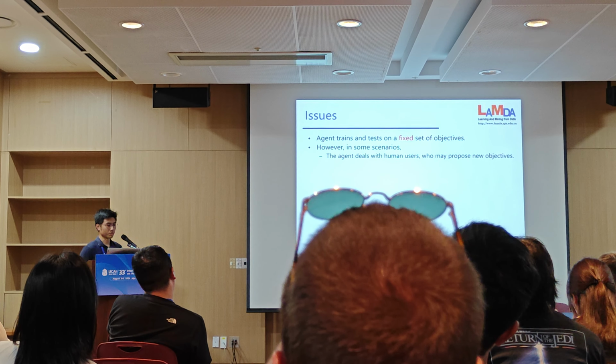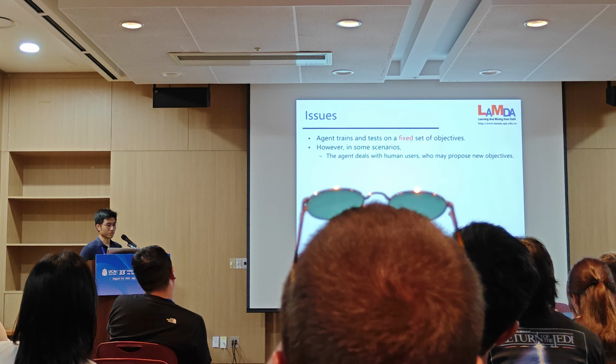We formalize this problem as the continual multi-objective reinforcement learning problem. The agent learns in a continual manner: in the past, the agent learns about this objective set, and at the present, the set may change to this one. It may change to this one, and the agent needs to learn about it. And in the future, this set may change again.